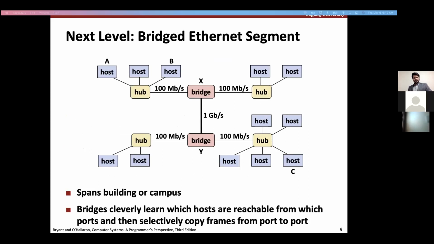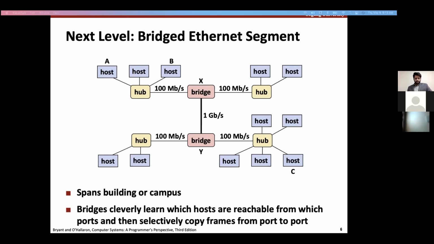The next level in this hierarchy is the bridged Ethernet segment. Previously we have seen multiple hosts connecting to a single hub, but now we see how multiple hubs are connected through these bridges in the middle of the figure. Multiple Ethernet segments can be connected into larger local area networks, called bridged Ethernets, using a set of wires and small boxes called bridges, as you can see in the figure here.